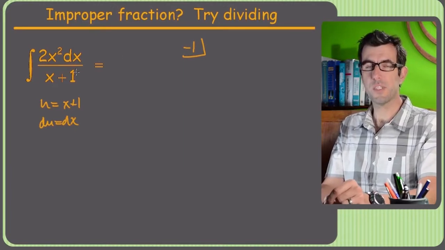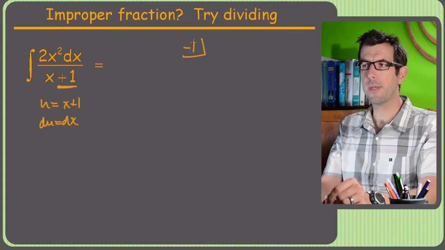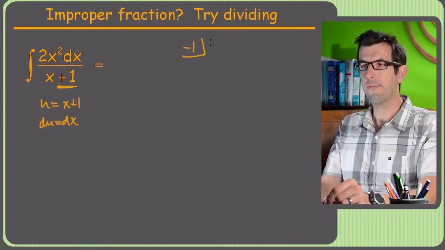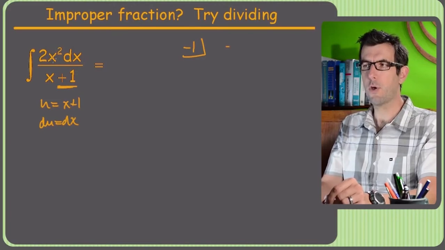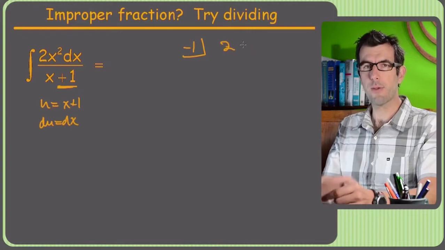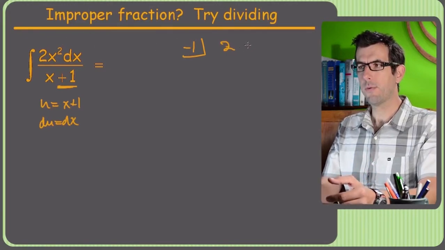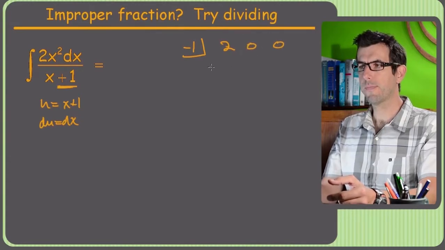All right, so the way it works for synthetic division is you just take the opposite of this number. So if you have a plus 1 there, you actually put a negative 1 up here. Then for the numbers across the top, you're just going to put the coefficients. So the coefficient of x squared is 2. And then we can't just stop there. We've got to include all the powers of x. So even though we don't have an x to the first power or a number, we just have to put zeros for those.